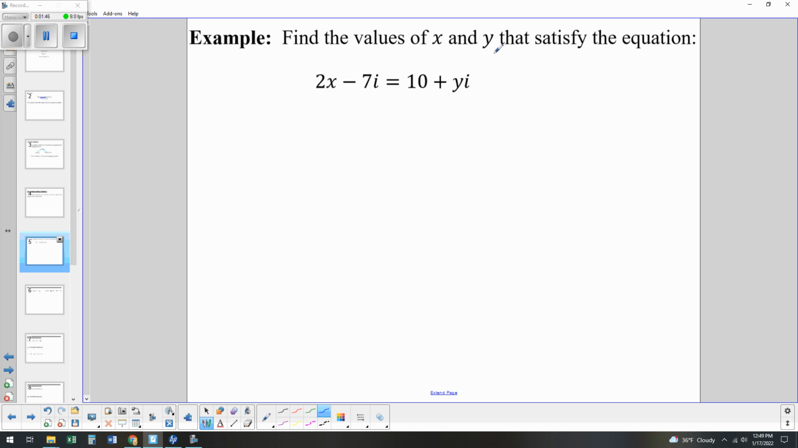If I want to find the values of x and y that satisfy this equation, where a complex number equals another complex number, I'm going to take the part that's real with the part that's real and make an equation out of that. 2x equals 10. Right? And in that case, if I divide by 2, x is 5. And then I'm going to take the imaginary part with the imaginary part. So that's negative 7i equals y times i. So if I divided both sides by i, right, cancels, we get negative 7 equals y.